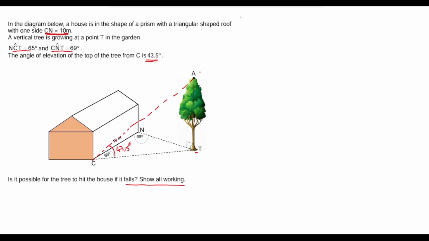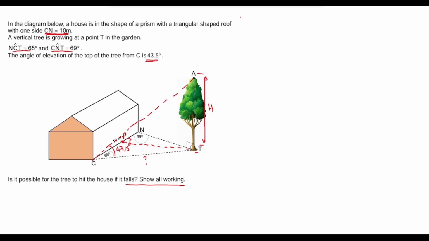So now we need to find the height of the tree, isn't it? Let's call it h. How can we find the height of the tree? We can find it if we have the side CT, because we have the angle ACT. Using the angle ACT and the side CT, we can find the height of the tree. The other thing we need to find is the distance. Let's call this point P. So we need to find the distance PT.